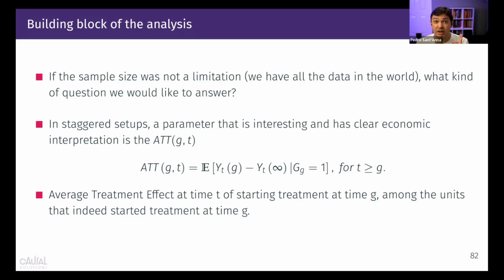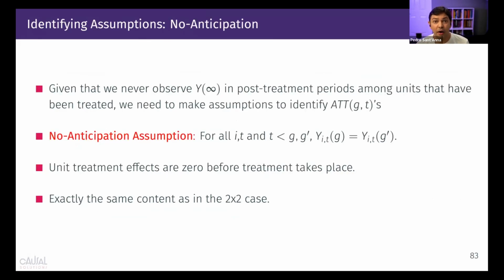The name of the game we're going to be playing is the same game as we played before in the 2x2 case, in which we are trying to impute the untreated potential outcome in period t for the group who is actually exposed to treatment for the first time in period little g. This is the component that we're going to be trying to uncover and impute in this analysis. So how are we going to impute this?